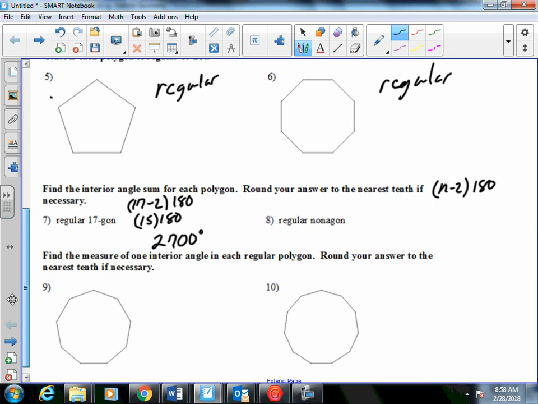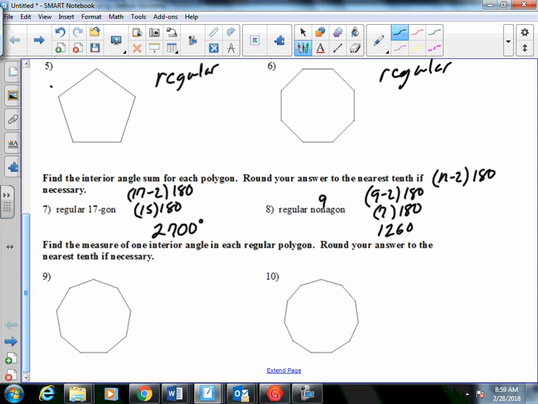And then a regular nonagon, which is 9 sides, right? So 9 minus 2 times 180, which would be 7 times 180, which would be 1260, I believe. Let me check that, make sure. Yep, 1260.